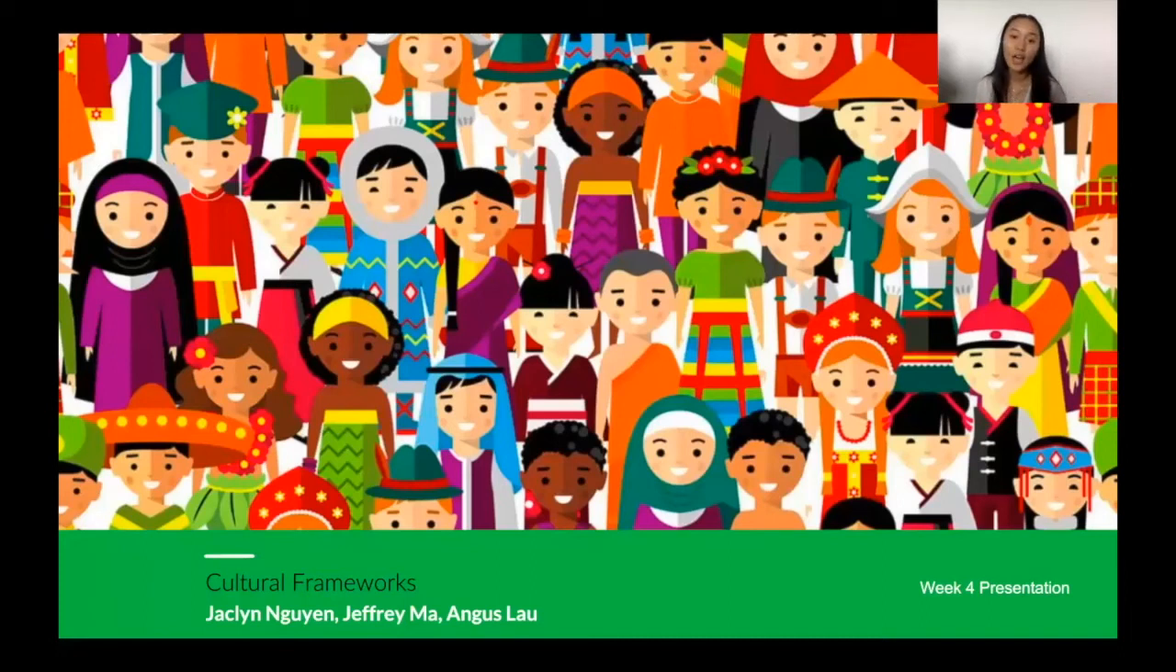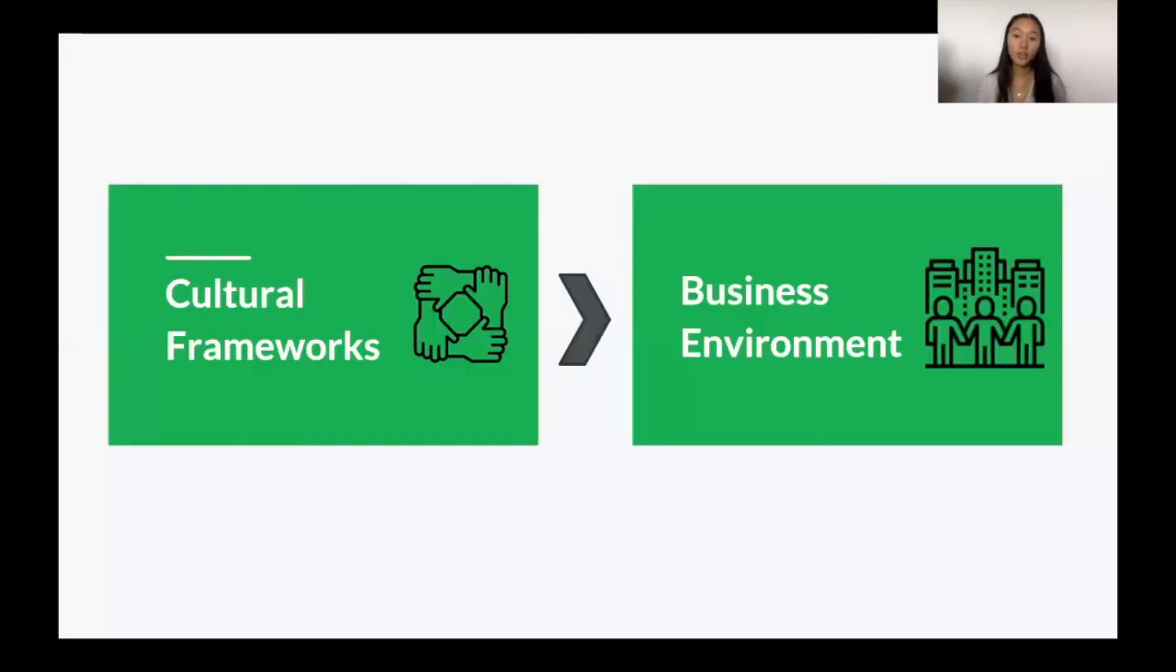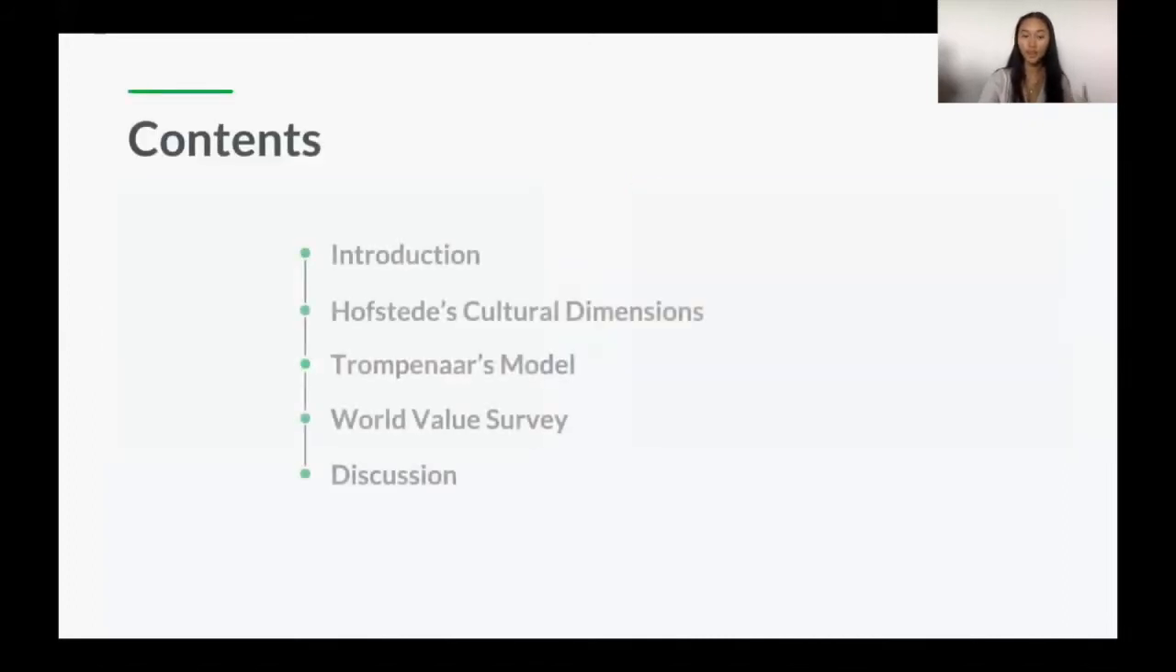Today, my team and I are going to be presenting to you different types of cultural frameworks and their relevance to the business environment. Today, I'll be delving into Hofstede's cultural dimensions. And here with me, I have Jeff, who will be telling you about Trompenaars' model and its relation to Toyota. And I also have Angus, who will be giving you some insights into the World Values Survey.